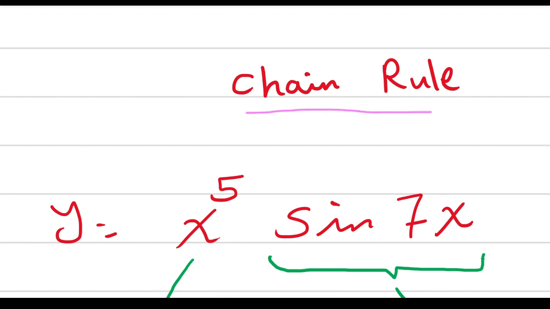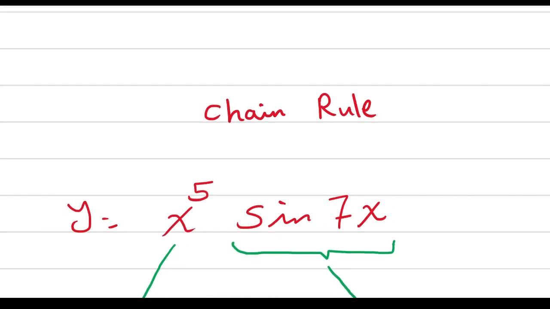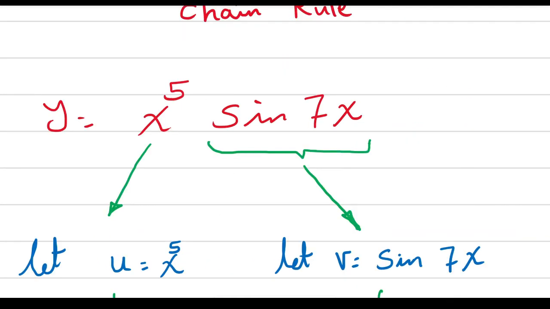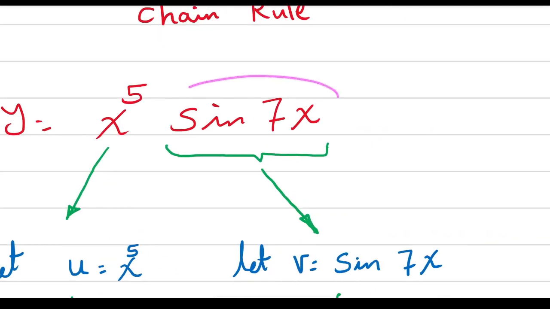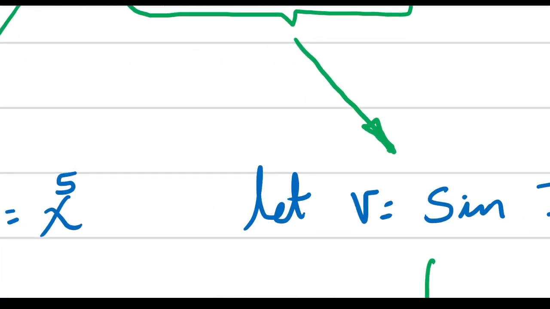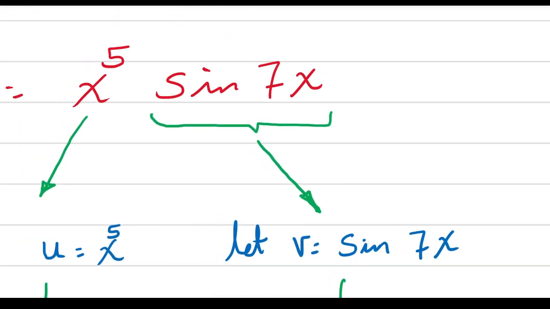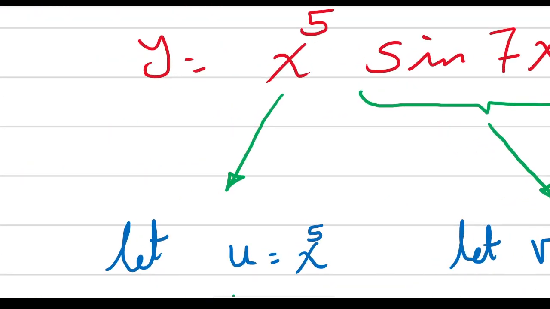How do we start? It's a very systematic approach. Take the first function and name it u, which is what we usually call it. This is the first assumption we are making. For the second assumption, we look at the second function and name it v. So v equals sin 7x, and u equals x power 5.